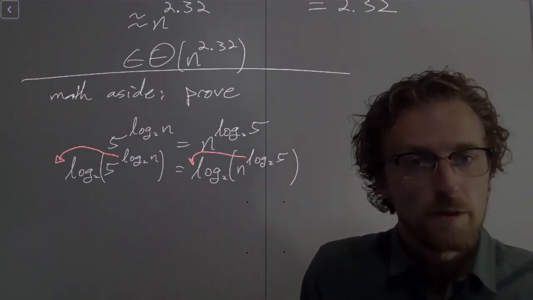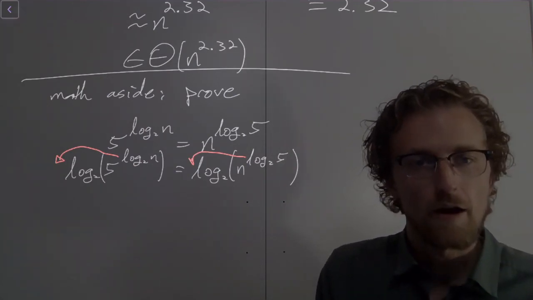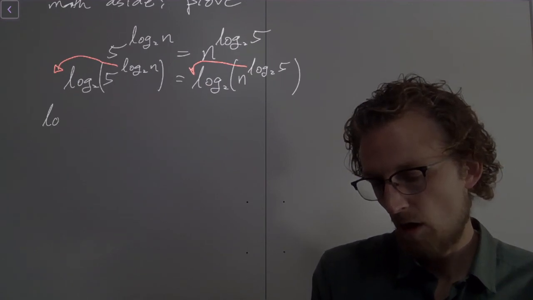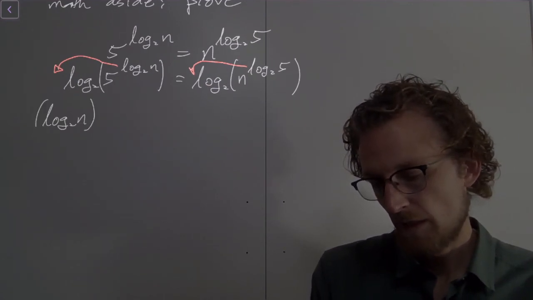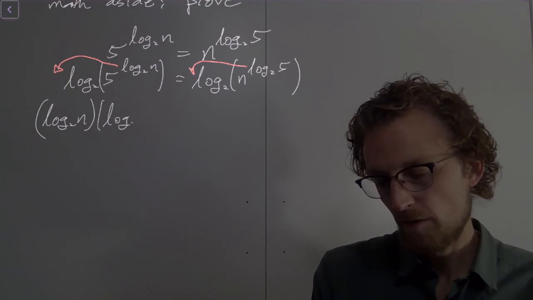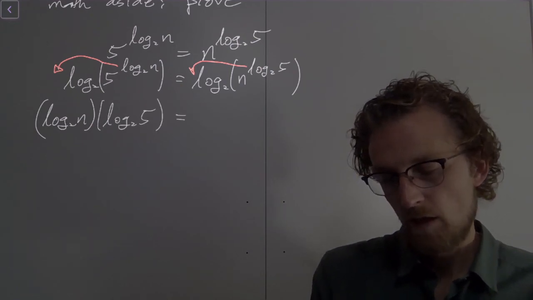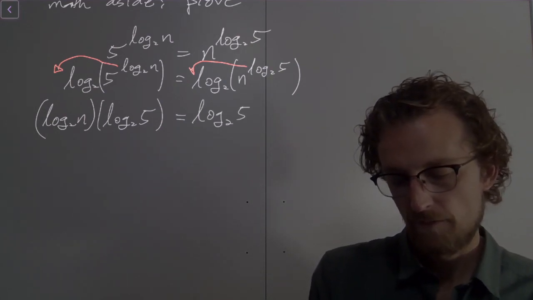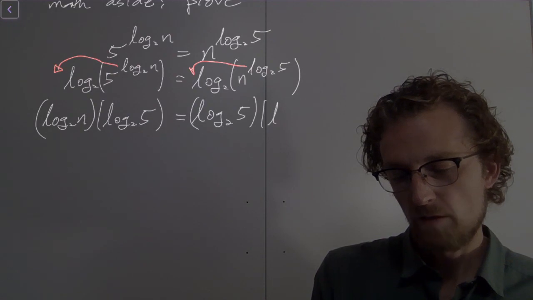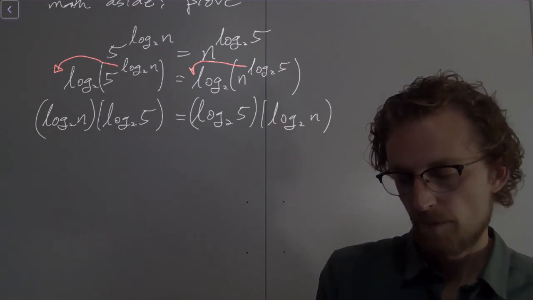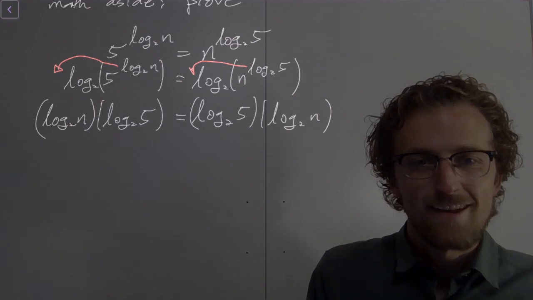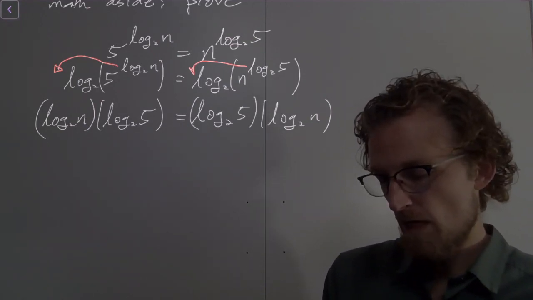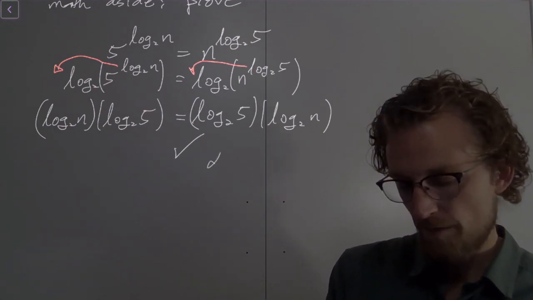This is a fundamental log rule, and this is something you should memorize. This is key. So what does this give me? This gives me log base 2 of n times log base 2 of 5. And this equals what? This equals log base 2 of 5 times log base 2 of n. And sure enough, the thing on the left equals the thing on the right. So the equal sign checks out, and we're done.